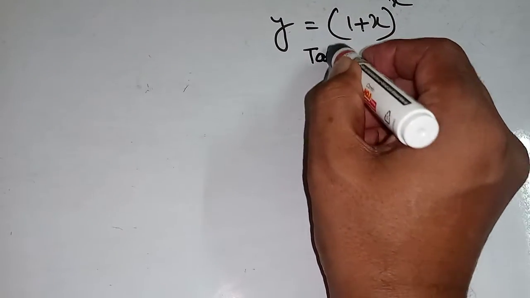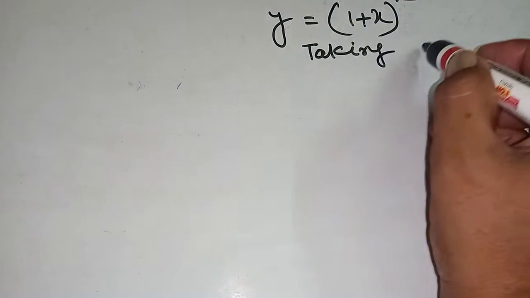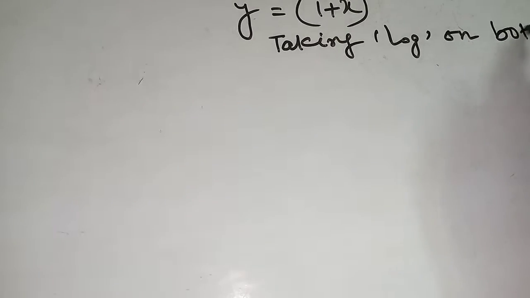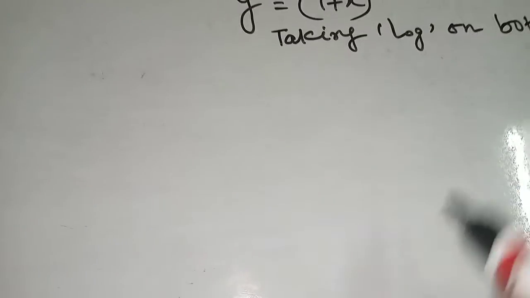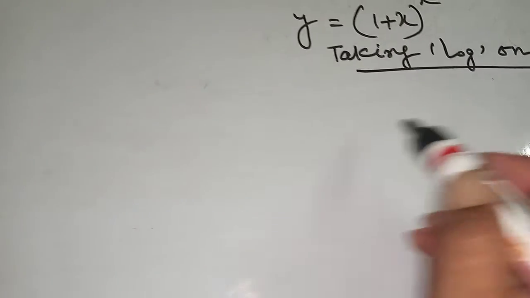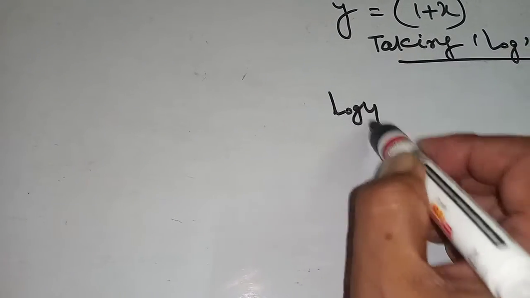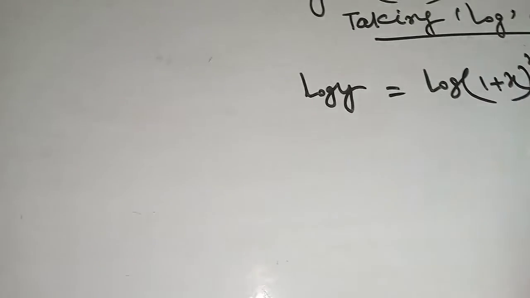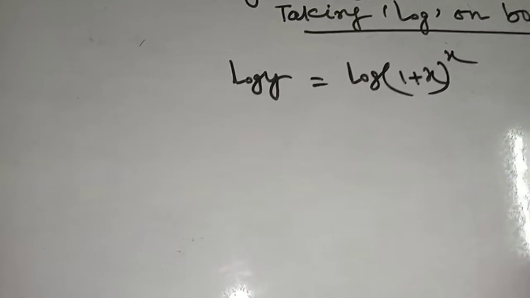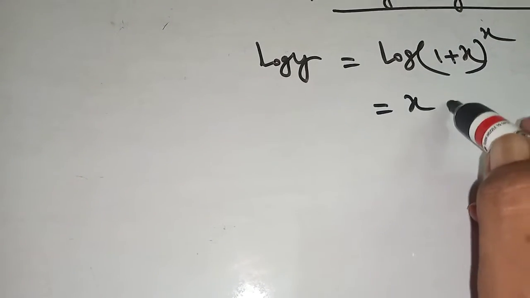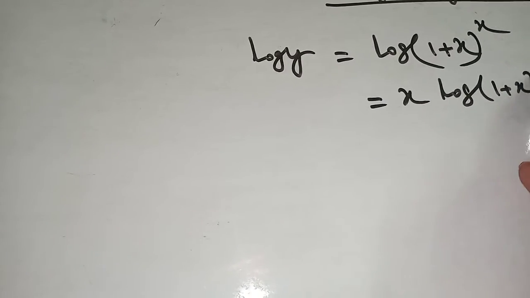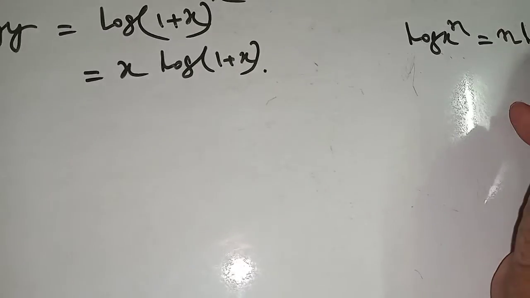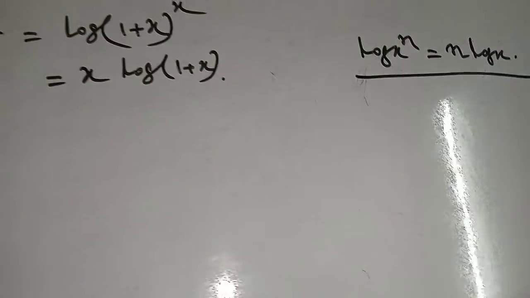That means taking log on both sides. Now log y equal to log (1 plus x) whole to the power x. Now here x will come first, because log of x to the power n is the formula of n log x. This is the formula, you must mind it.